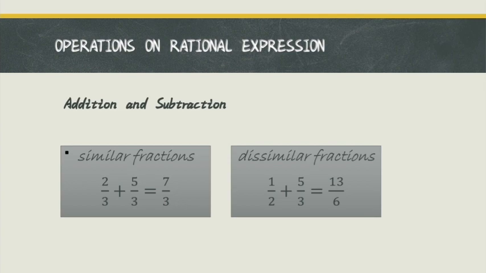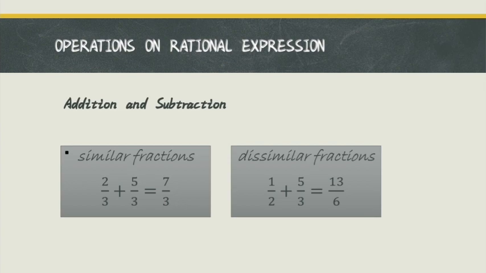So how do we add or subtract similar fractions? If we have similar fractions, all you have to do is add or subtract the numerators, then copy the denominator. For instance, we have 2/3 plus 5/3. Again, you just add the numerators and copy the denominator. So we have 2 plus 5, that is 7. Then copy over 3. So the final answer is 7 over 3.